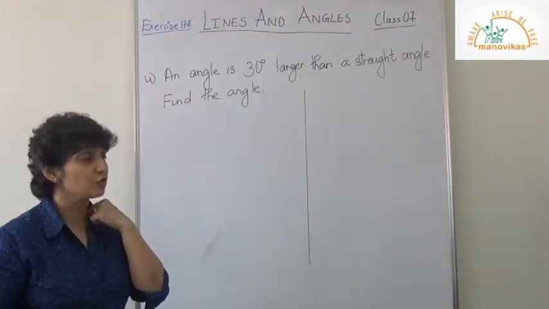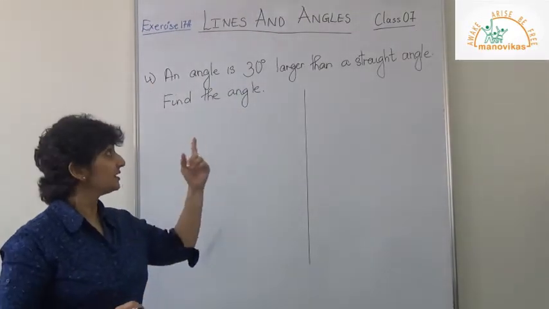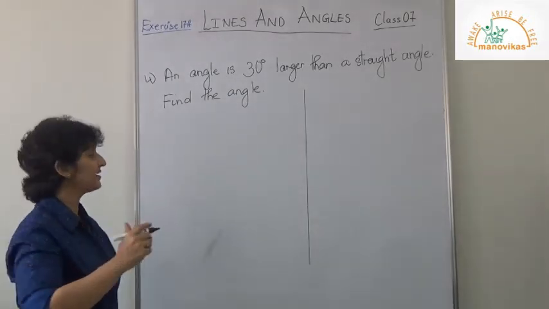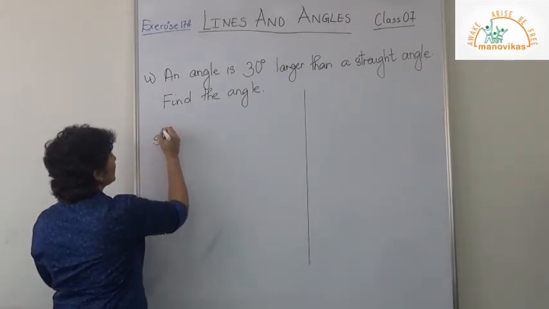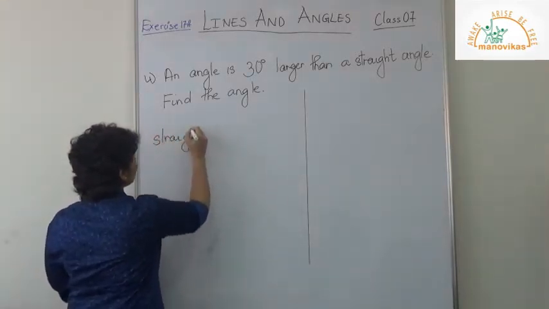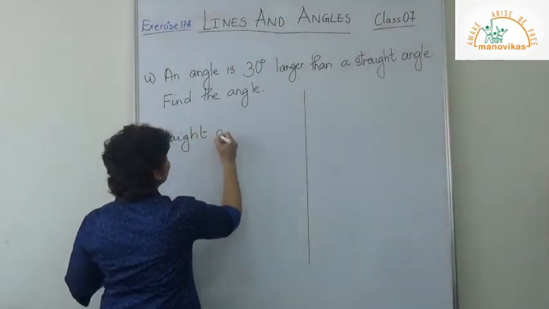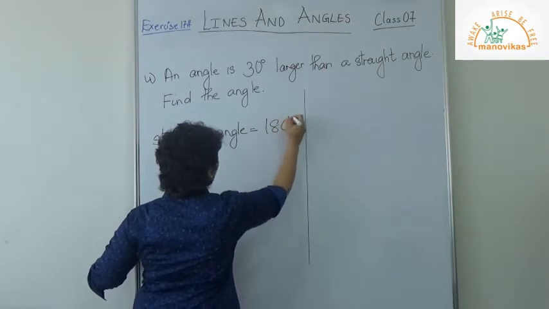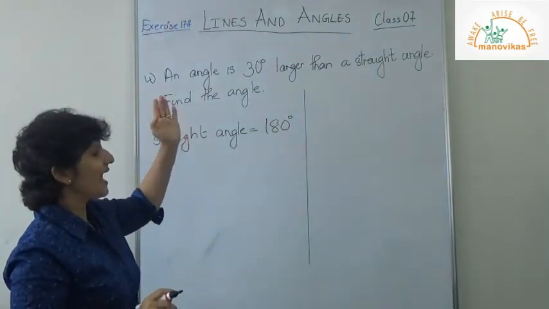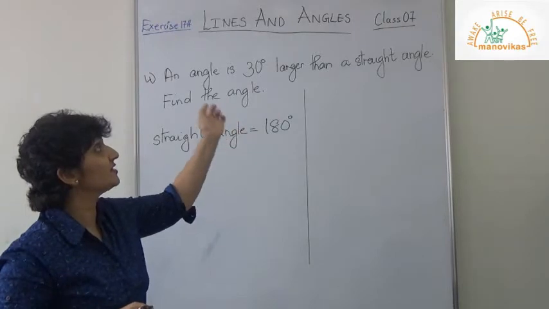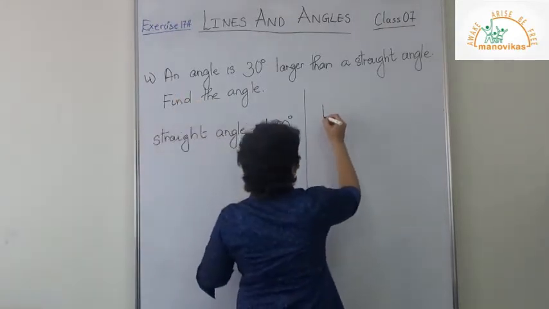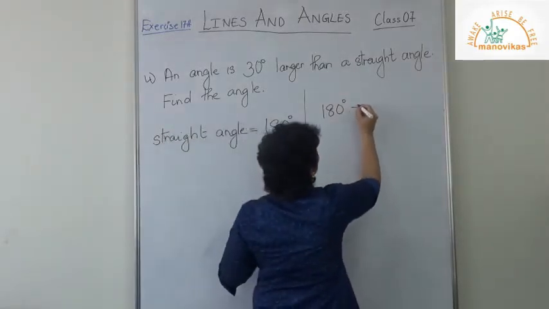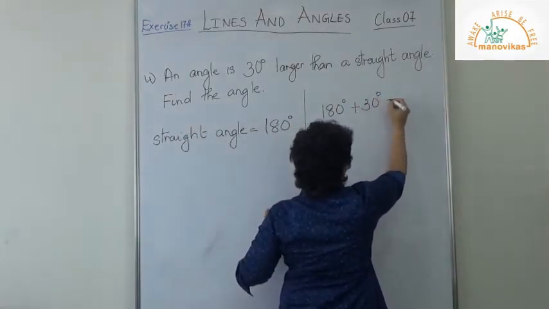Now, let's read question 4, children. An angle is 30 degrees larger than a straight angle. Find the angle. Now, children, you know what is the measure of your straight angle? Your straight angle measure is equal to 180 degrees. So they say an angle is 30 degrees larger, so that means larger than your straight angle: 180 plus 30 degrees.